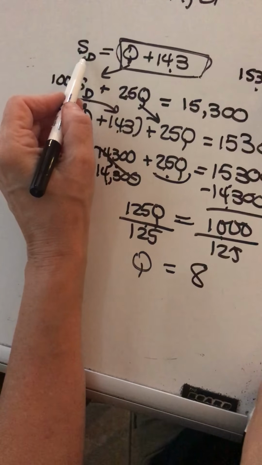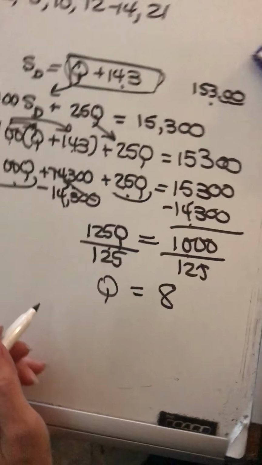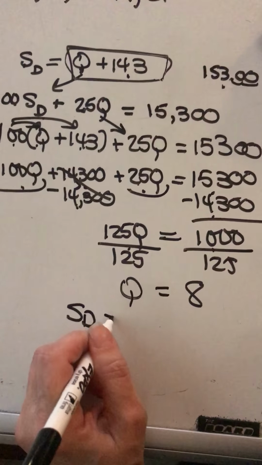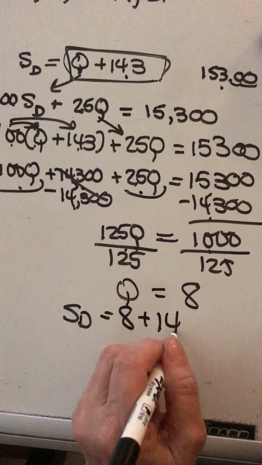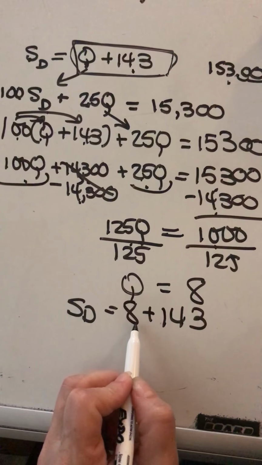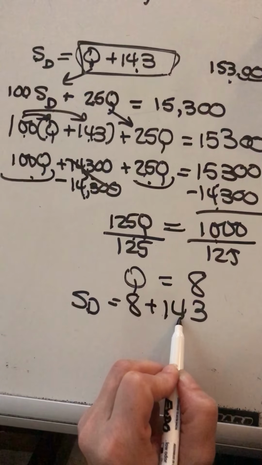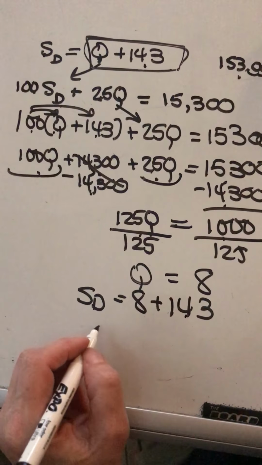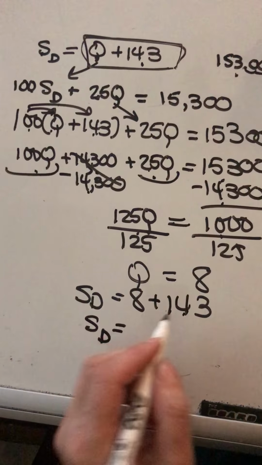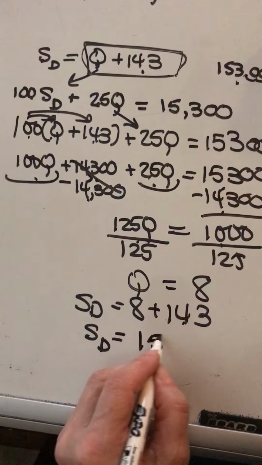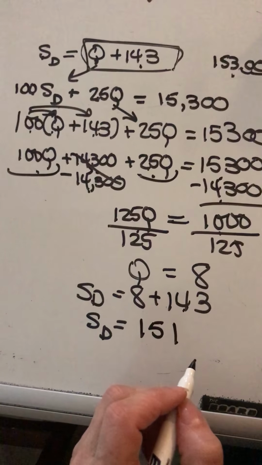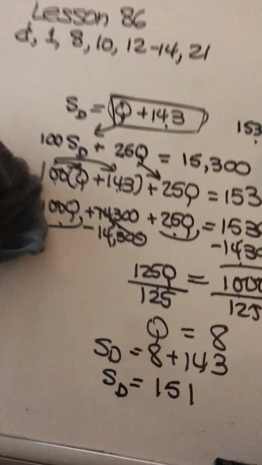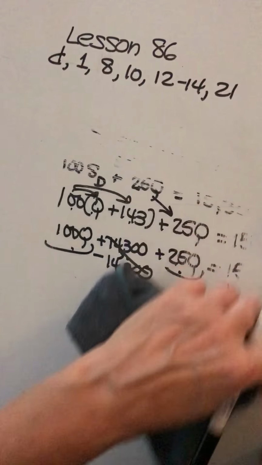Now, how many Susan B. Anthony dollars do I have? Well, I have the number of quarters plus 143. 8 plus 143 is 151 Susan B. Anthony dollars. All right, let's go back to practice problem D.